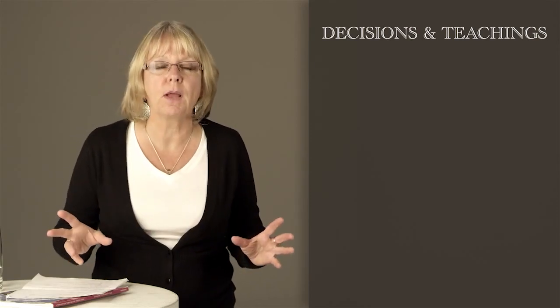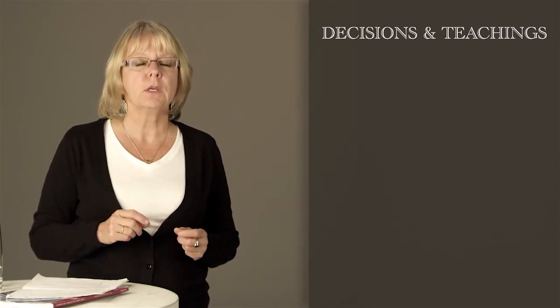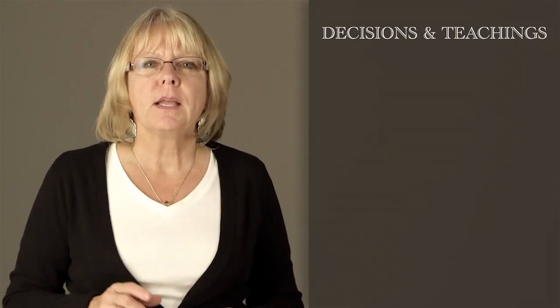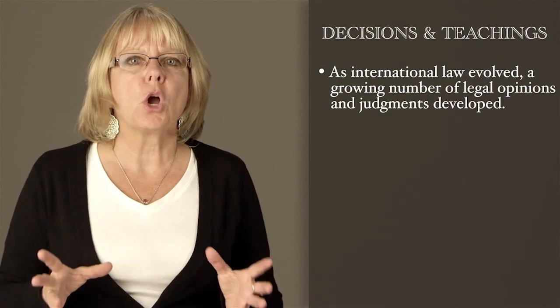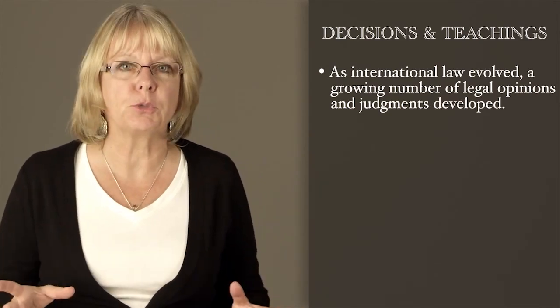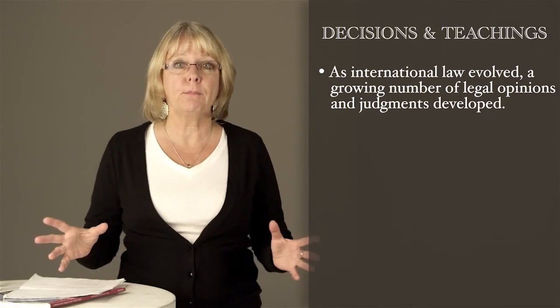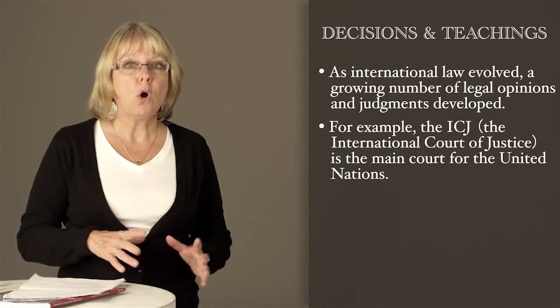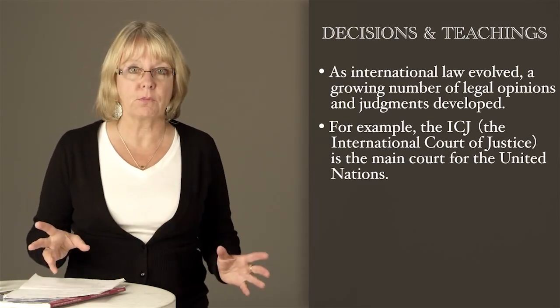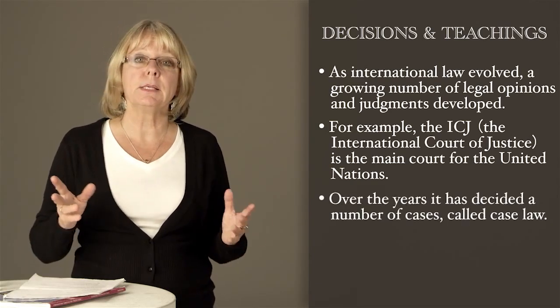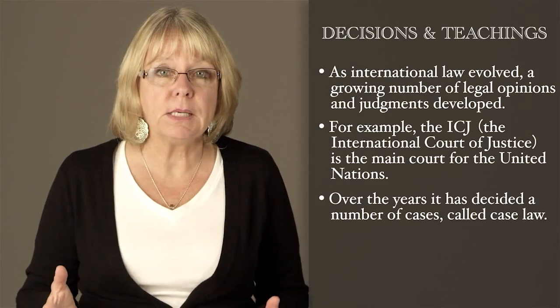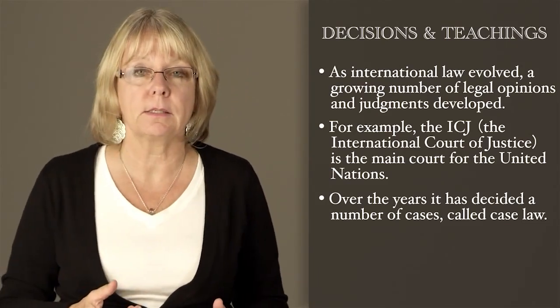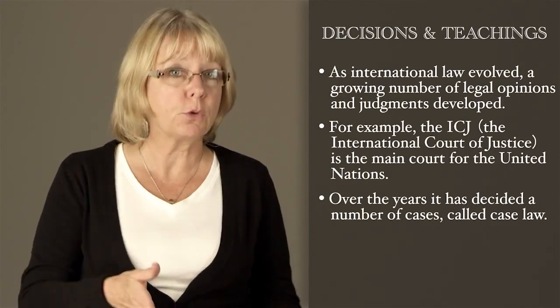The fourth source of international law is judicial decisions and the teachings of the most highly qualified publicists of the various nations. Let's have a look at what that means. As international law evolves, a growing number of legal opinions and judgments is developing. For example, the ICJ is the main court for the United Nations. Over the years, it has decided a number of cases. It is gradually building up case law. This means it has previously decided cases that can be referred to in resolving current ones.